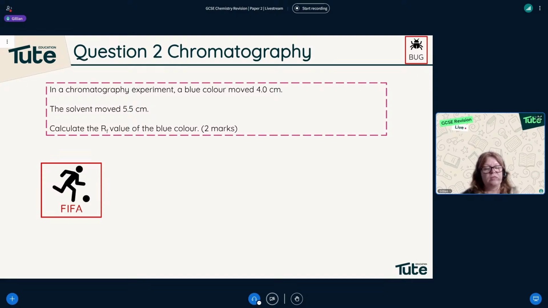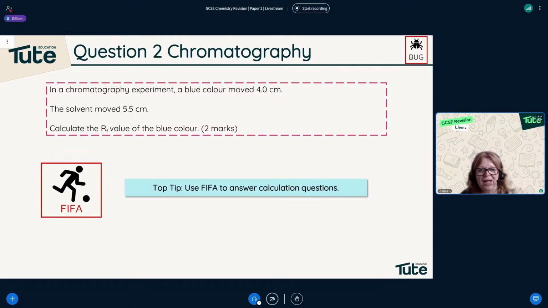Next question. So in a chromatography experiment, a blue colour moved 4 centimetres. The solvent moved 5.5 centimetres. Calculate the RF value of the blue colour. Again, we've got FIFA. Think about your favourite football team if this is going to help you. Again, use FIFA to answer these exam questions. So we've got a blue colour that has moved 4 centimetres, and the solvent has moved 5.5 centimetres. We need to calculate this RF value of the blue colour.